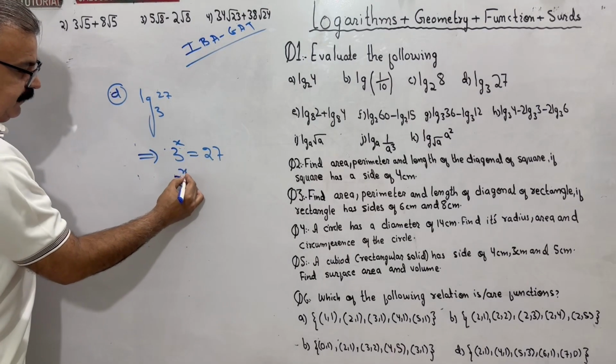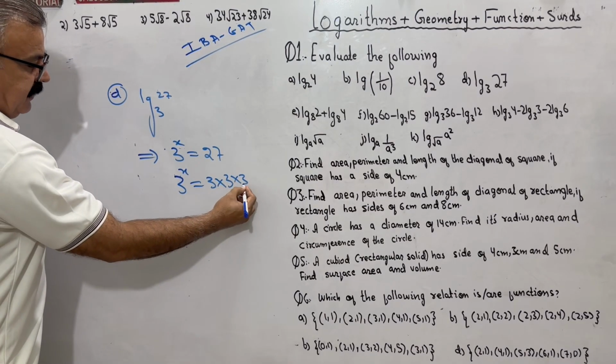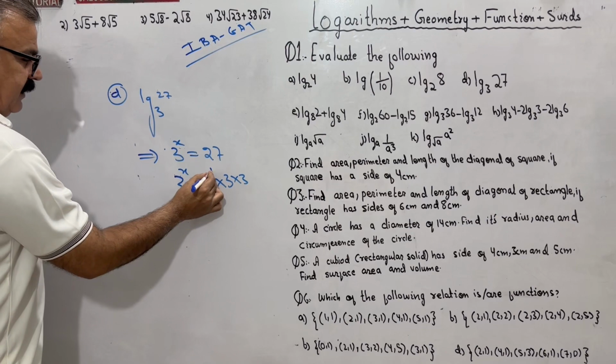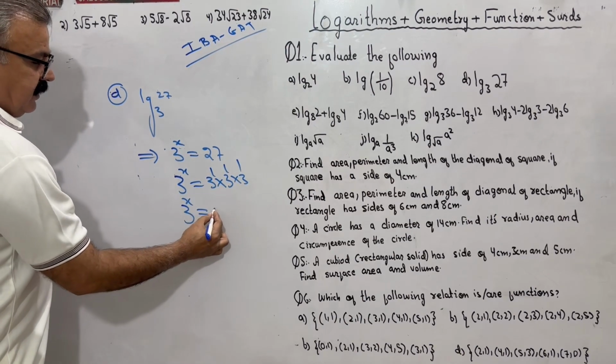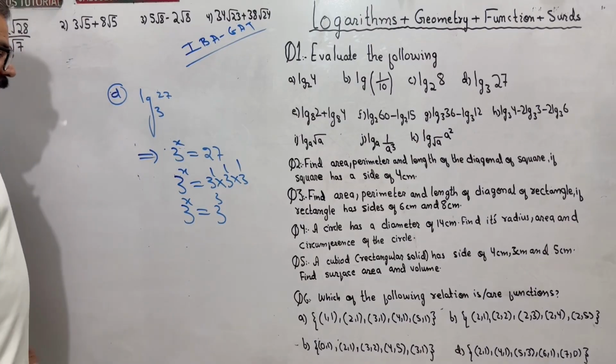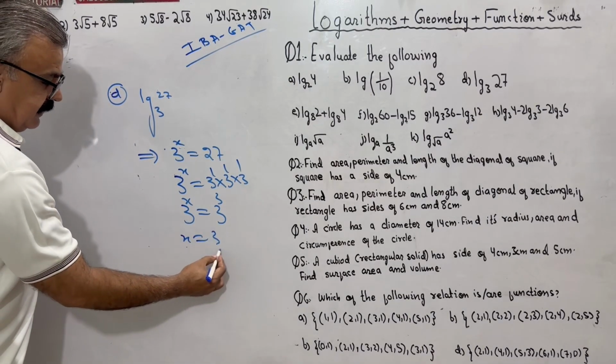3 raised to x. 27 can be written as 3 times 3 times 3. 3 times 3 is 9, 9 times 3 is 27. Bases are the same, they are multiplied, so 3 raised to x is equal to 3 cubed. As bases are equal, this implies that powers are equal. X is equal to 3.